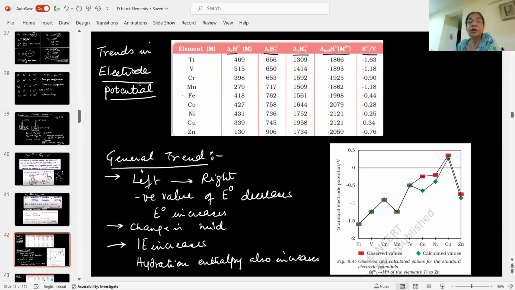Now there are questions on general trends. This shows the general trends in the oxidation potential. Why is it different as you go from left to right? All the trends are described here. As you go from left to right, the negative value of E0 decreases.